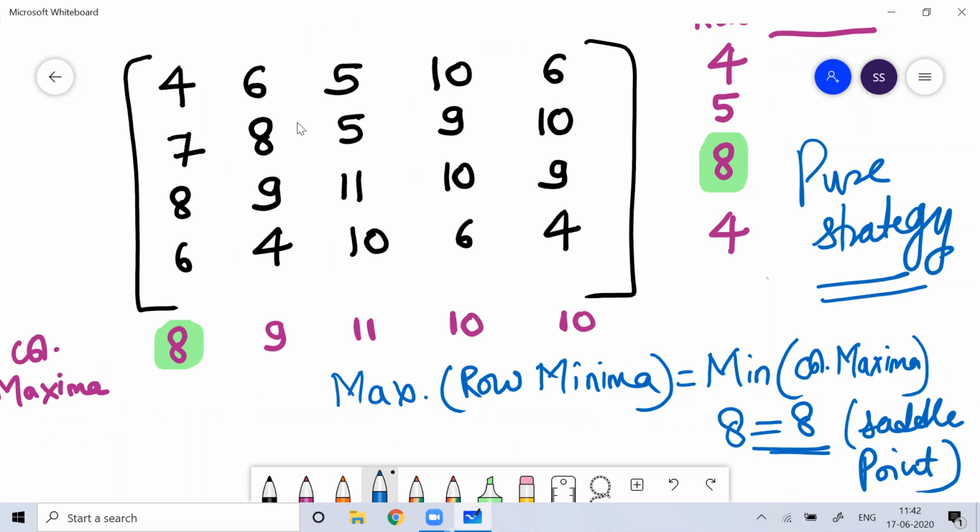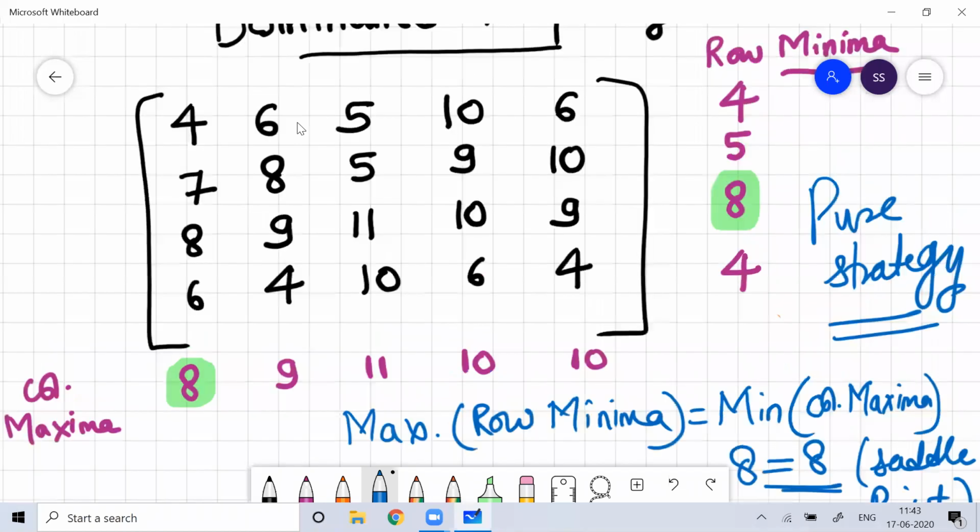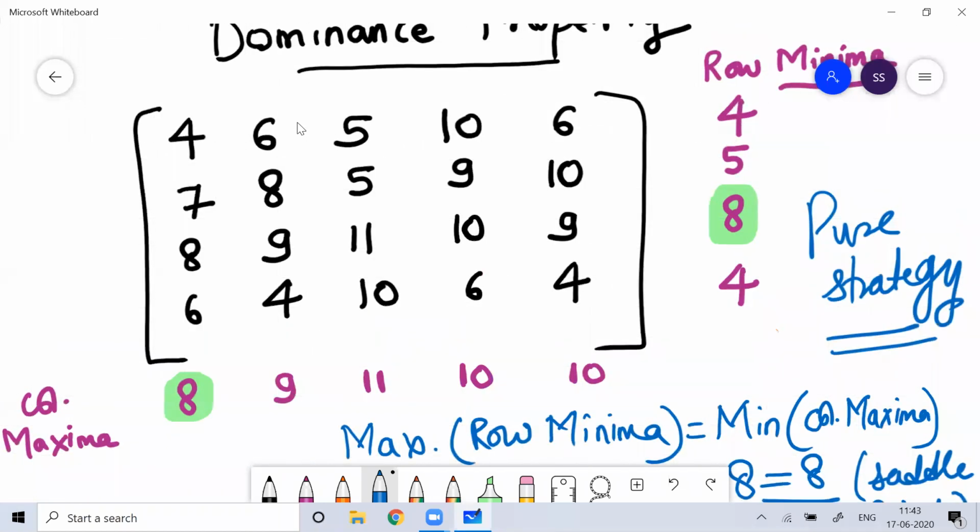Whenever you get a problem in game theory, the first thing you will try is whether the problem can be solved by using a pure strategy. So what you do for the pure strategy is find the minimum element of every row.